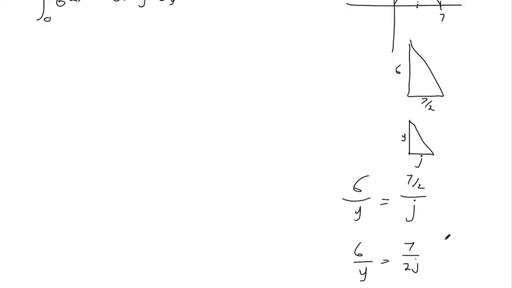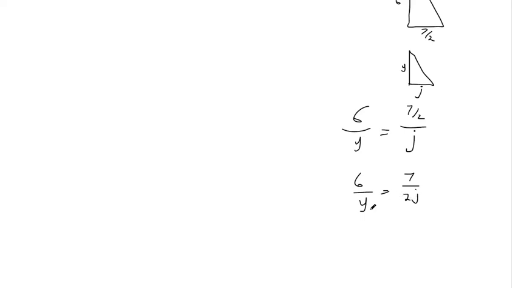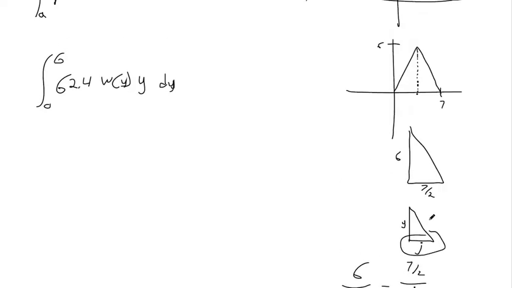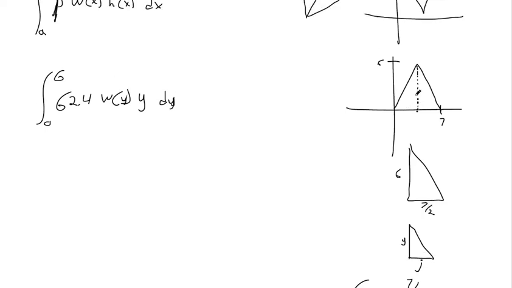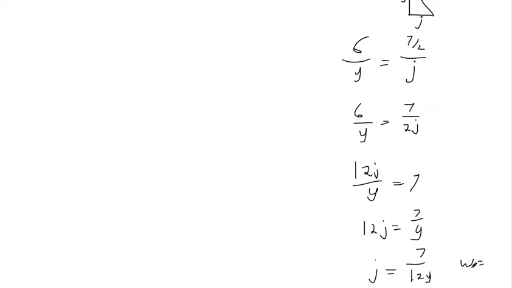I'm trying to get j by itself because j is dealing with the width, right? So I'll multiply 2j to both sides, so I get 12j over y equals 7. I'll multiply y to both sides, and then divide both sides by 12. So j is going to be 7 over 12 y. That's what this extra helper variable is. The width is double that, right? So the width would be 2 times this fraction, so it's 7 over 6 y.